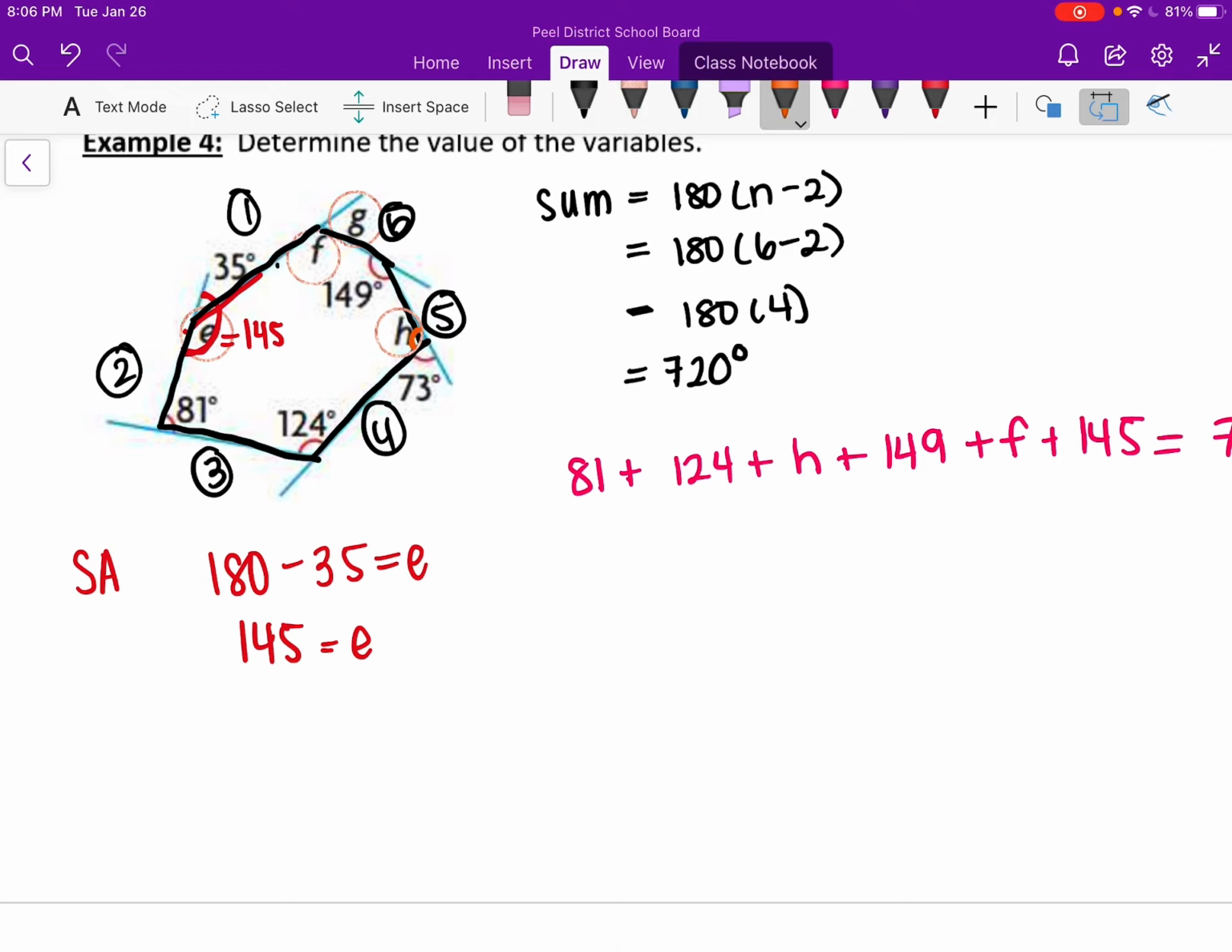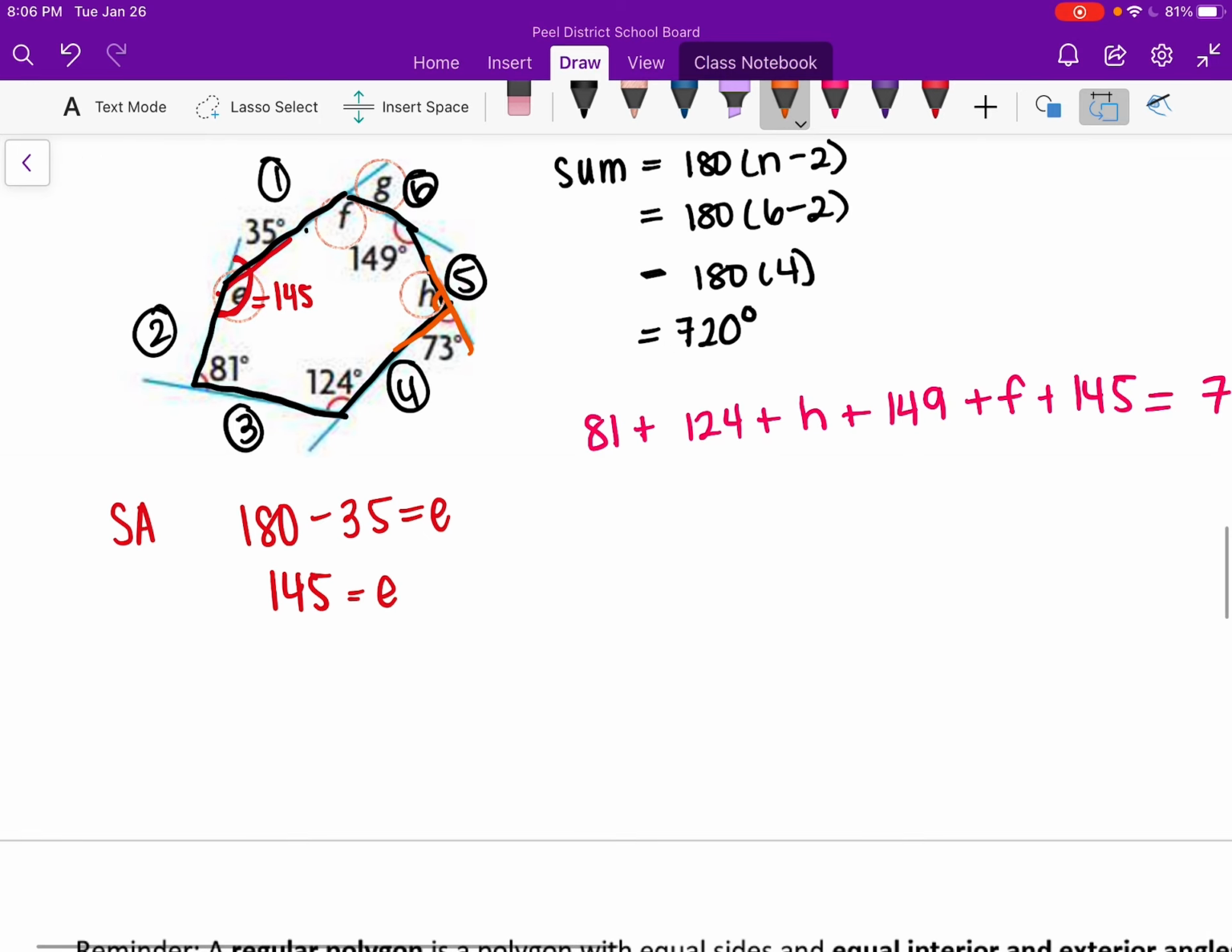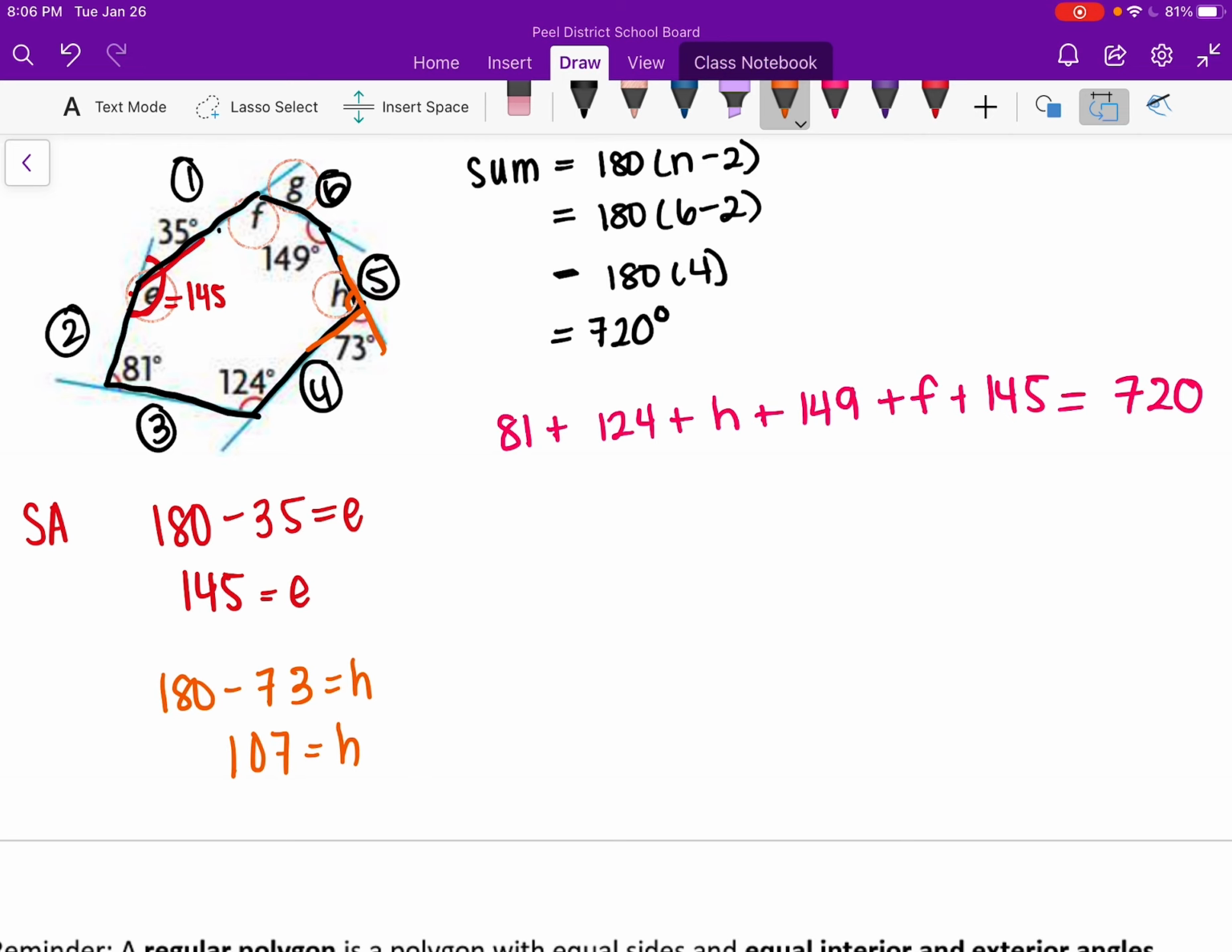We can also find h the same way that we found e, using our supplementary angles rule, right? So h is equal to 180 minus 73. 180 minus 73 is going to give me 107. Right, 107. So now I can just go back in and replace my h with that 107, and now I can add everything up.